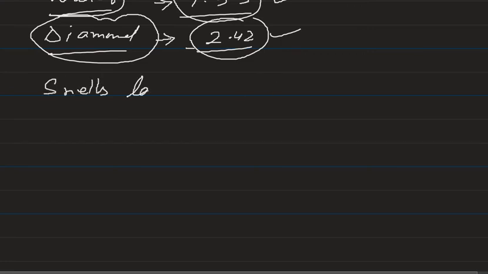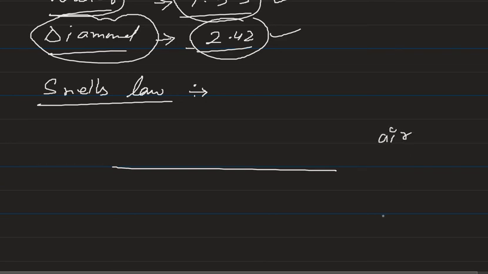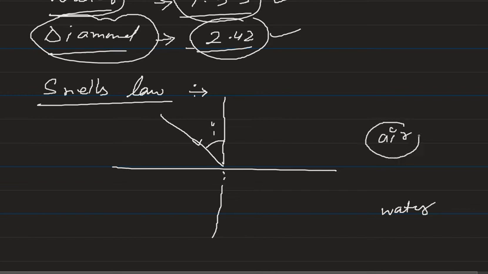This is Snell's law, and it is a very important law when we talk about refraction. For example, we have two mediums. Let's suppose one medium is air and the other is water. Light is incident there, this is the angle of incidence I, and this is the refraction. Air has a refractive index of approximately 1, and water, we know, is 1.33.